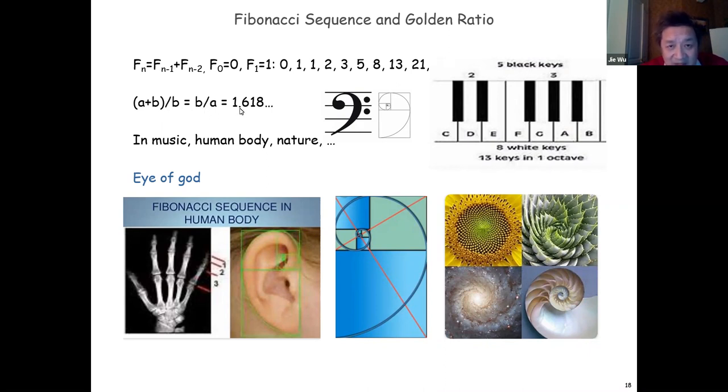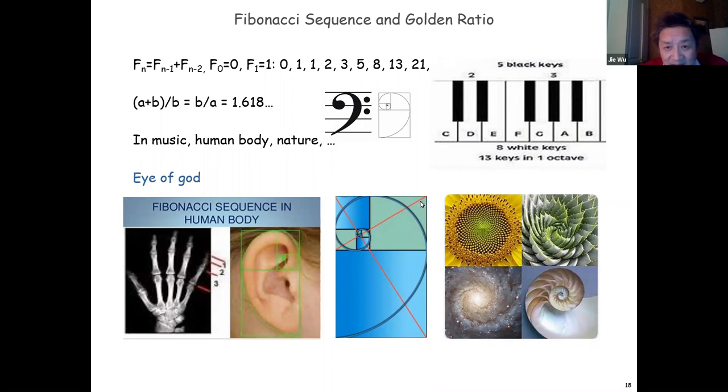Then it turns out to be 1.618, or if you reverse it, it's 0.618. That's the golden ratio. In lots of real life, like music, the human body, nature, many things follow either the Fibonacci number sequence or the golden ratio.